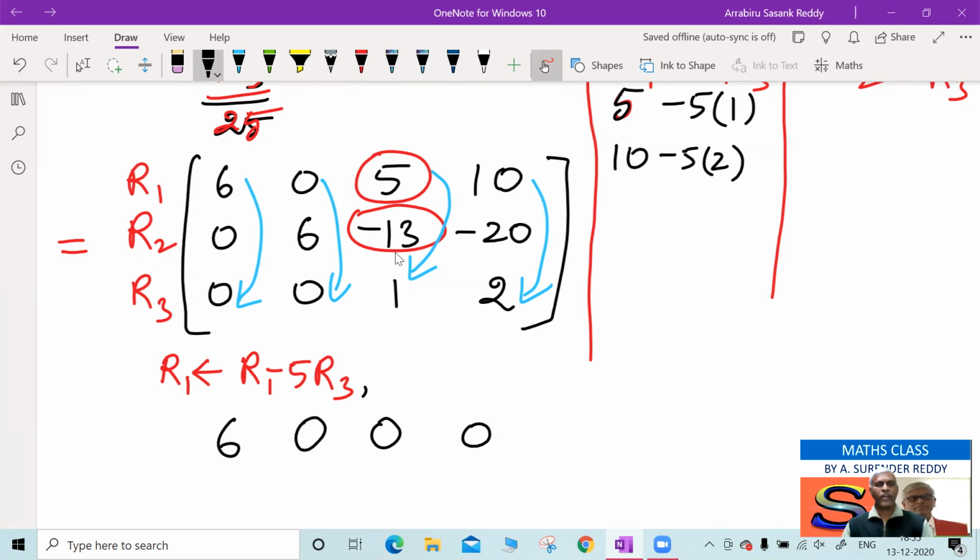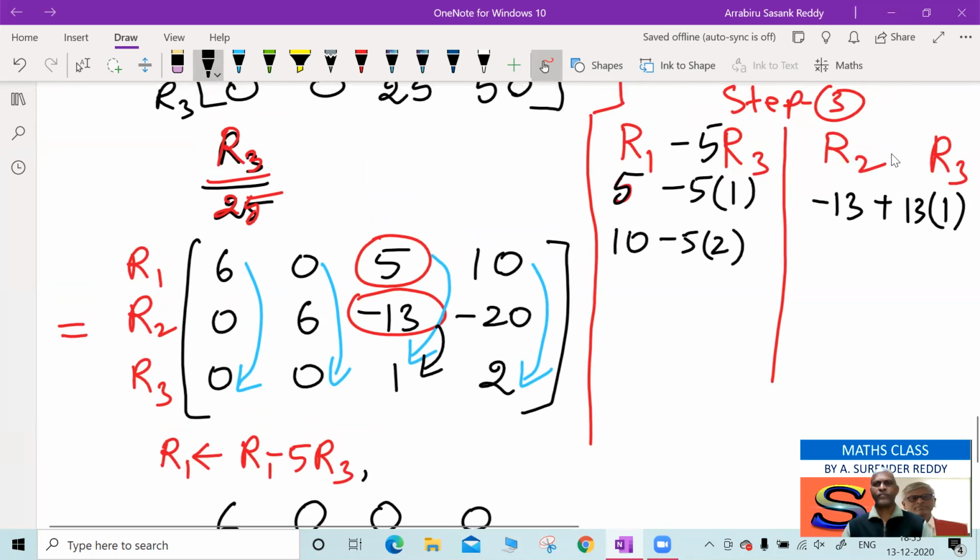Now we have to make minus 13 also 0 by making use of R3. Here minus 13 is there, R2 and R3 1. So make them equal, multiply with 13. So by adding minus 13 plus 13, they become 0. So this is the formula R2 plus 13 R3, for changing R2 elements.